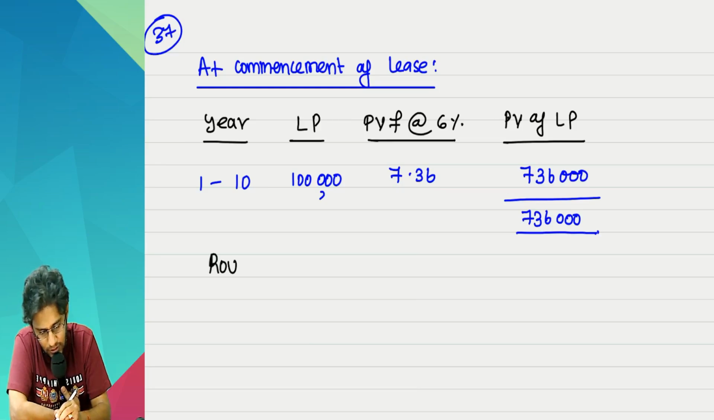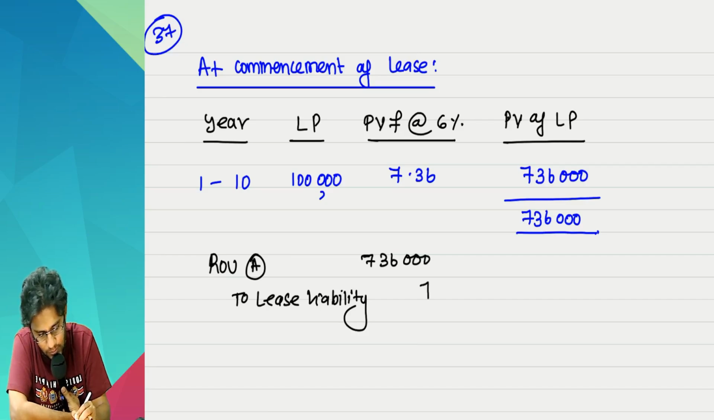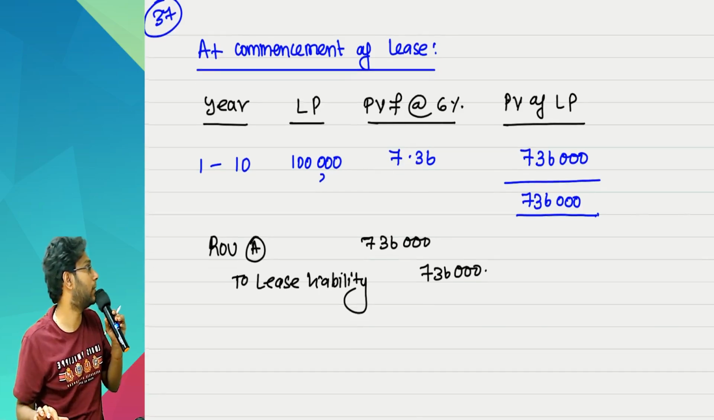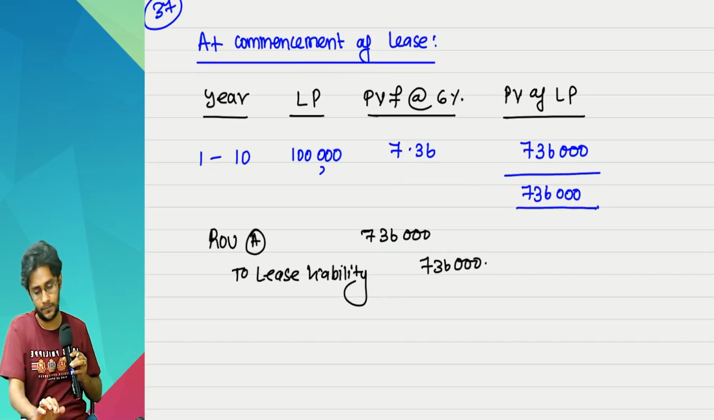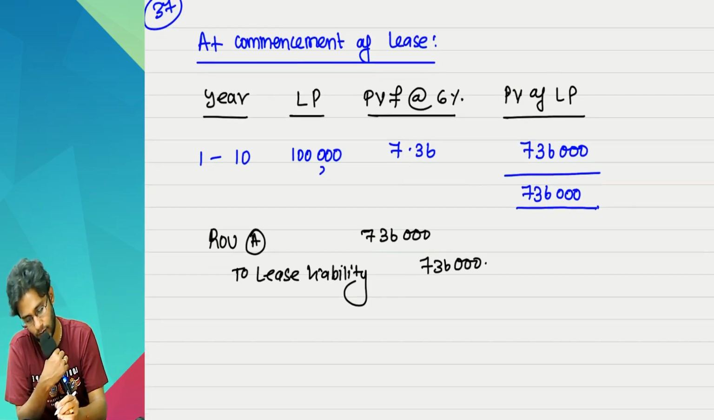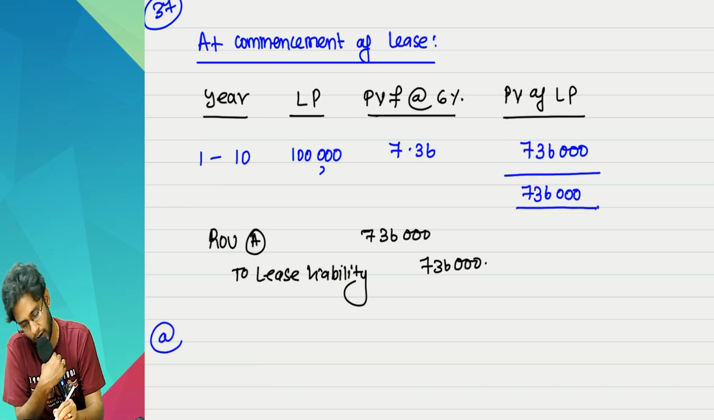So your first day: ROU asset account debit to lease liability. He is not asking for the entries, he is asking for the effect of this modification, but we will write the entry also so that you will be more comfortable. First, let's work out the carrying amounts.